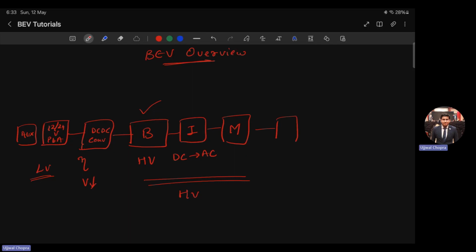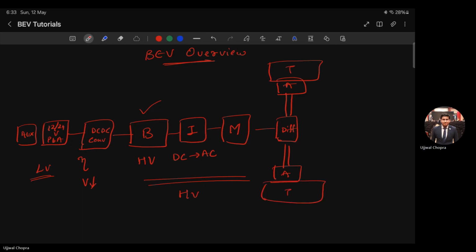So the motor would then be connected to a differential, which helps in transferring the load or the torque to the front and rear, to the left and right axles. So the differential is then connected to the right and left axles respectively, and the axles are then connected to tires. Similarly, we'll have an arrangement of axle and tire on the other side as well.